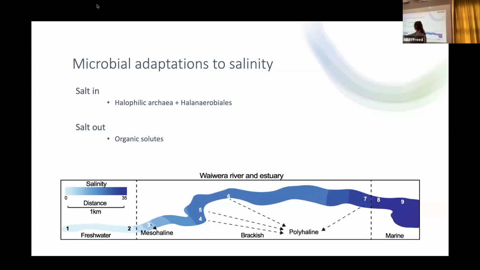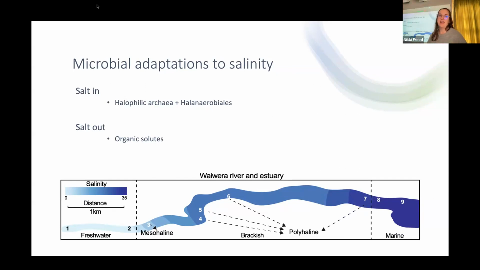What might be useful is to take a look at the bottom of the slide, where we sampled 9 different sites across the estuary, ranging from freshwater through to marine. In the middle you have this really nice mixing zone of fresh and marine water where you get a gradient of salinity. And of course that changes throughout the day with the tide coming in and out.